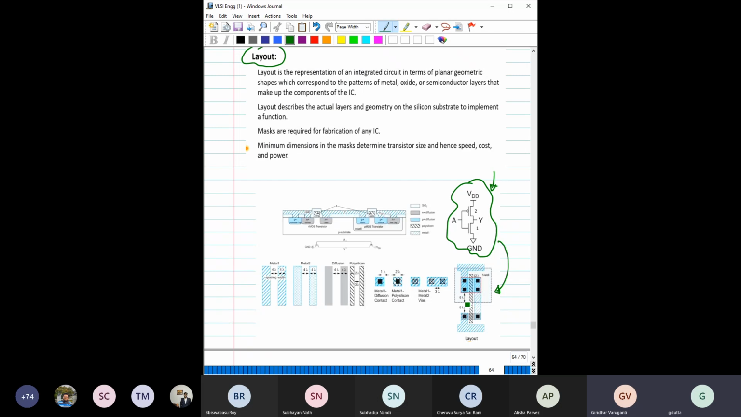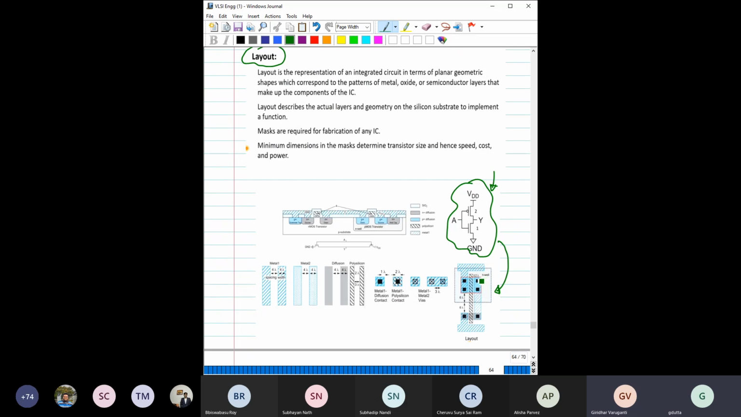Okay, so these dimensions are 6 lambda. What is this lambda and all these things? All these things have been clearly discussed there, right? So this 6 lambda, as a designer you have to fix. Means as a designer you don't have to fix, they will fix. The fabrication guys will fix the design rules.